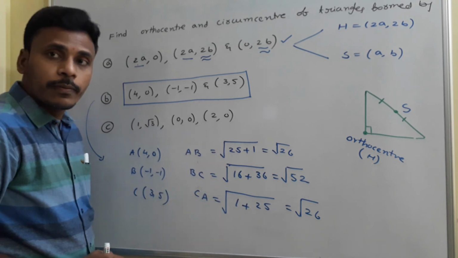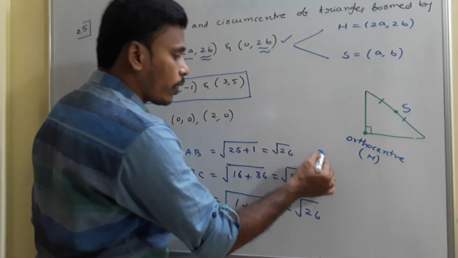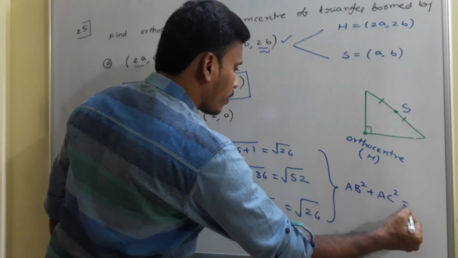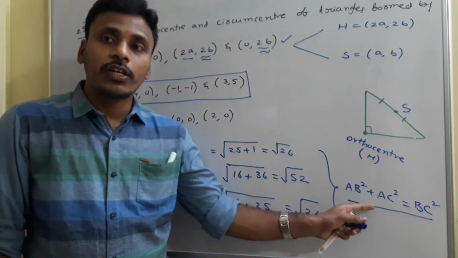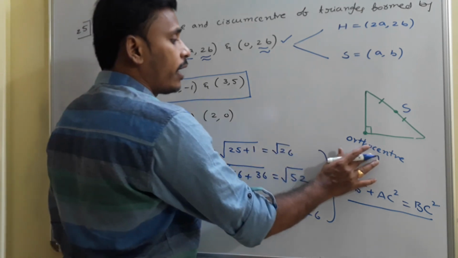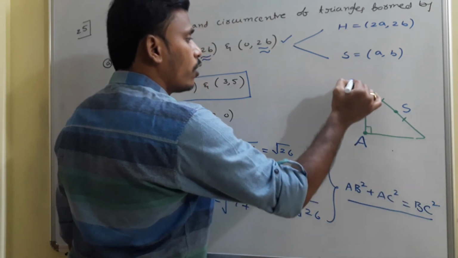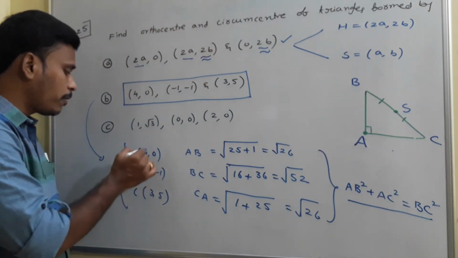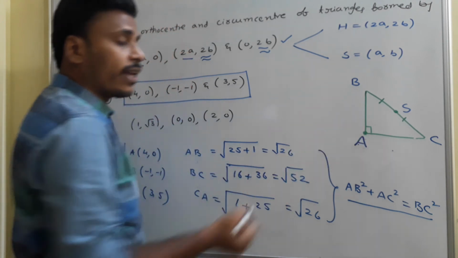When you observe all these, it is very clear that AB square plus CA square is equal to BC square. I am writing here: AB square plus AC square is equal to BC square. So the sum of squares of two sides is equal to the square of the third side. In such a case, we say that it forms a right angle triangle, and the right angle vertex is A, because here it is BC square, so we take BC as the hypotenuse. So the triangle formed by these three points is again a right angle triangle, and A is the right angle vertex.